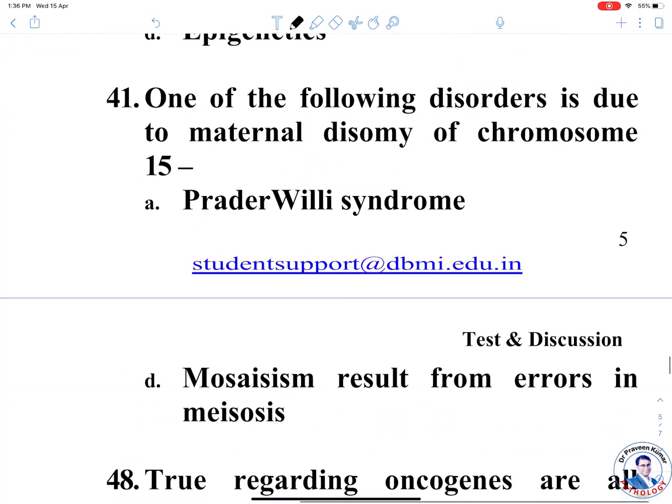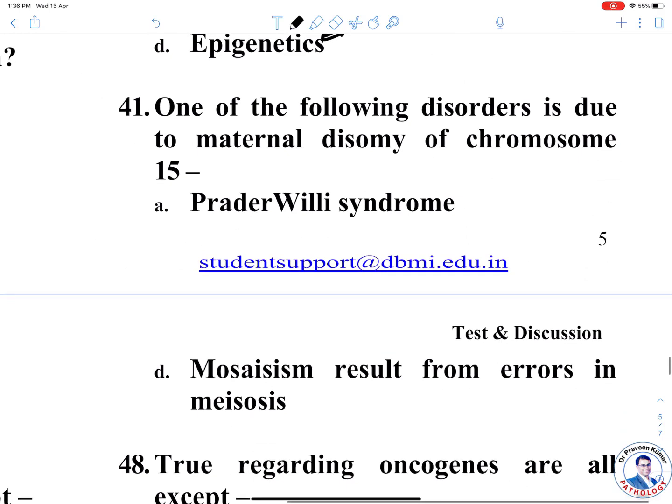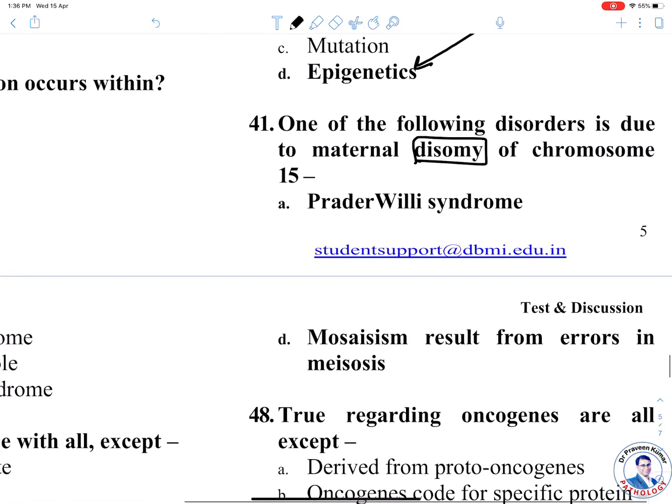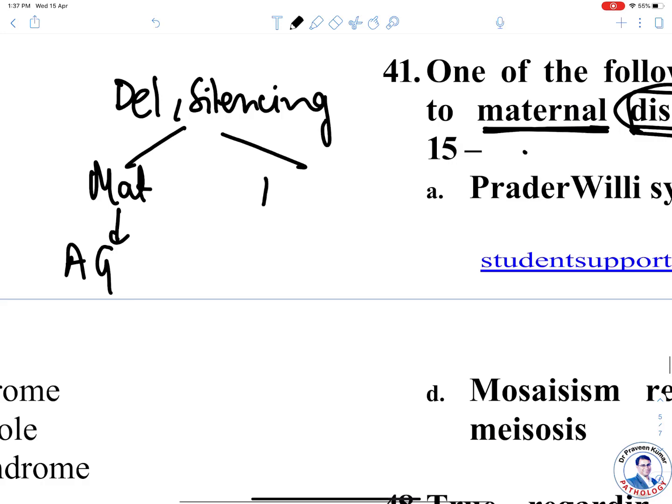Question 41 is one of the most frequently asked doubts that I have encountered in the last 2 days. The question is asking about disomy. If you remember my message on the group, I told you that many of you are just seeing the word maternal in the question and not seeing the word disomy written here. Remember, if the question is deletion or silencing of the maternal, then the answer is Angelman syndrome. If the question is deletion or silencing of the paternal, it is Prader-Willi syndrome.